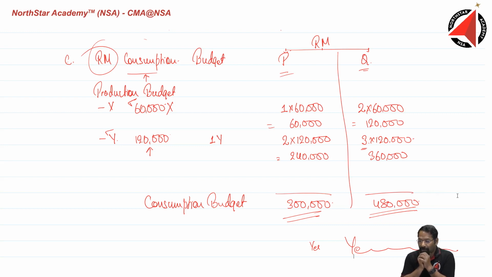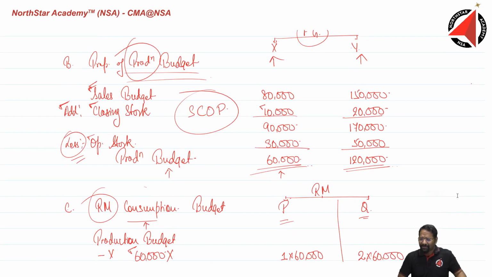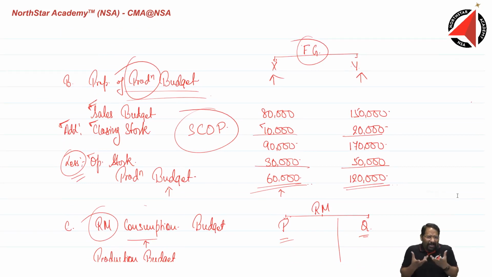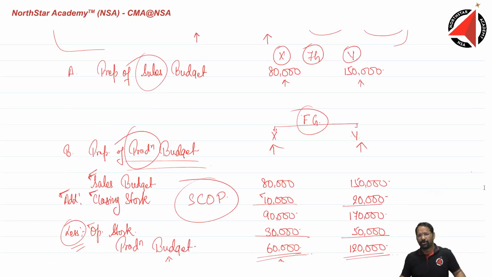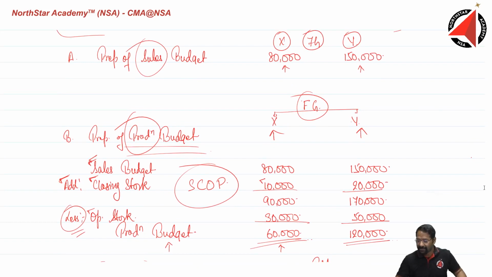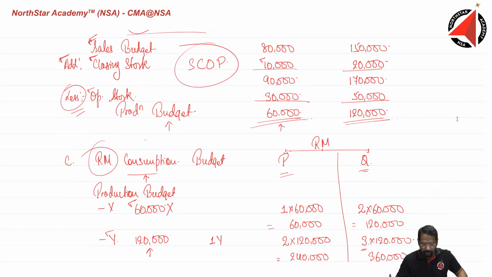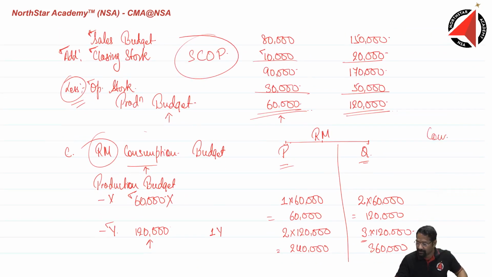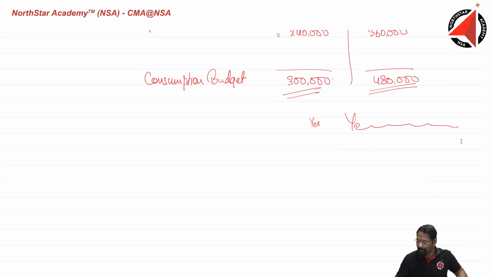Give the order of budgets. First is sales budget, then production budget, then consumption budget, then purchase budget, then cash budget. Don't worry, we will do more questions. We are just warming up. So first sales budget, then we do production budget, then consumption budget, then purchase budget.